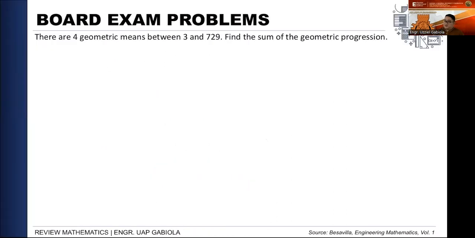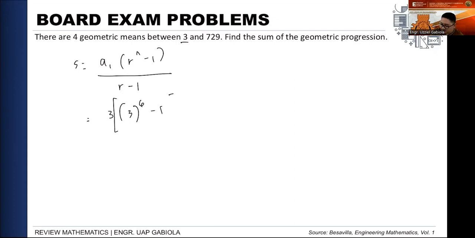Next, there are 4 geometric means between 3 and 729. Same question, no? Pero find the sum of the geometric progression. Sum naman ang hinahanap dito. So yung sum natin, ang formula niya is a1 times r to the n minus 1 all over r minus 1. Ang a1 natin from the previous example is 3. Tapos ang r natin is na-identify na natin yan as 3. No? Raise natin sa 6 minus 1 kasi yun yung total ng ating number of terms.